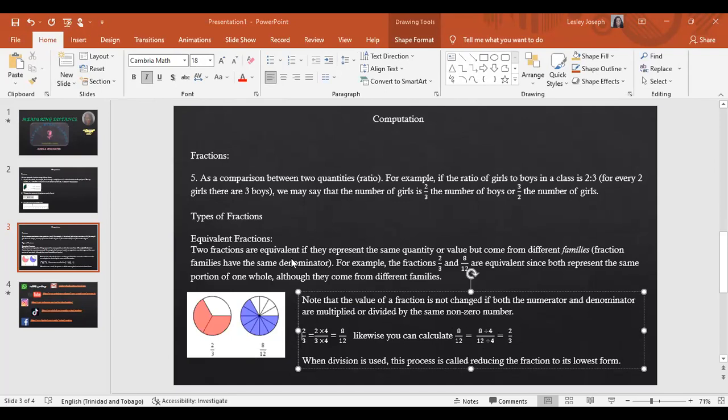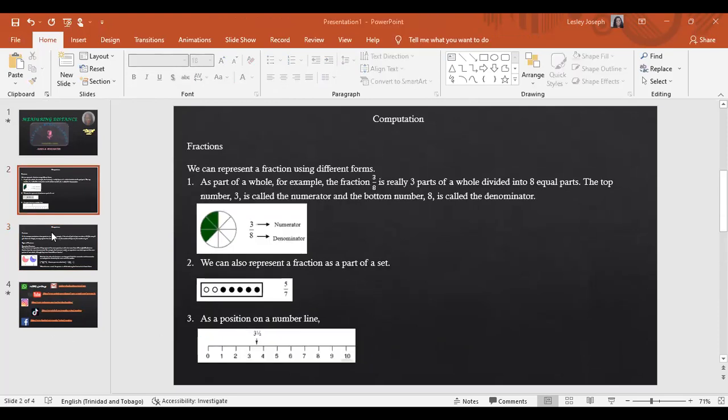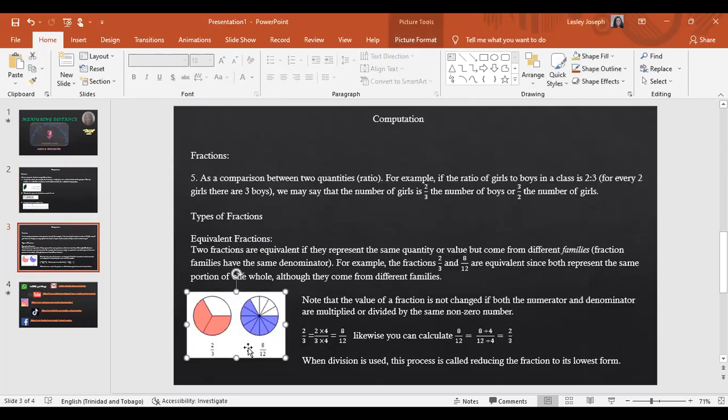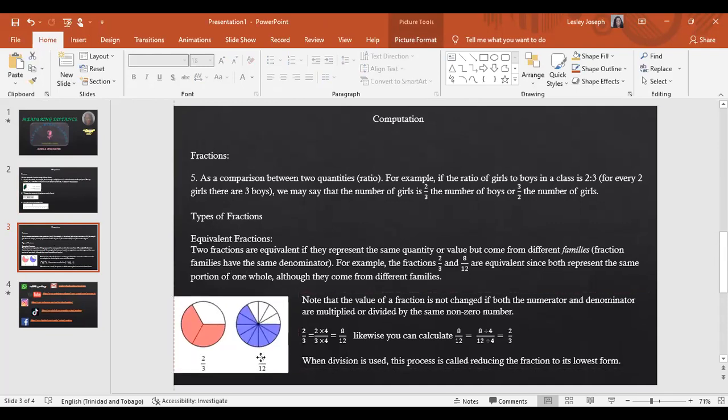So when we're dealing with equivalent fractions, we can say two fractions are equivalent if they represent the same quantity or value, but come from different families. Now, when we're speaking about fraction families, we mean that they all have the same denominator. Now, we're using this example: 2/3 and 8/12 are equivalent because both represent the same portion of one whole. And we have this diagram here, which we use to represent this.